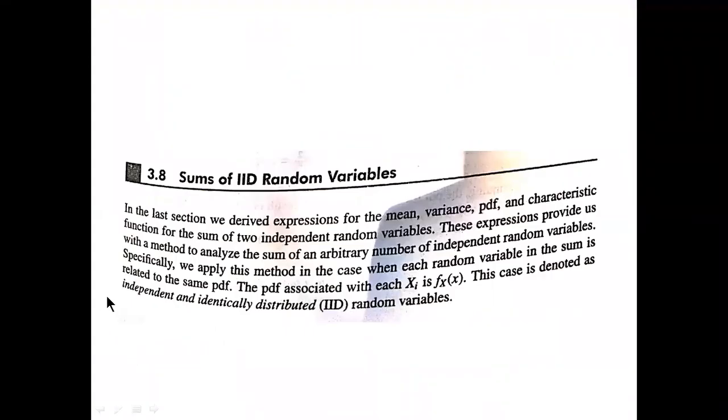So here, we are considering independent and identically distributed random variables. IID just means independent and identically distributed random variables, which are many. What is the PDF associated with it? What is the mean associated with it? And what is the variance associated with this? All that we are going to study.